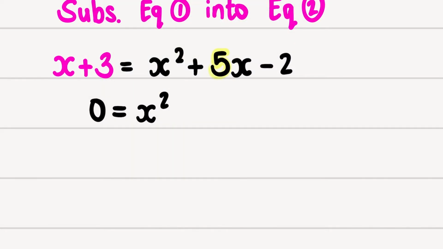So on this side I have 5x, on the other side I have a positive x. When that positive x goes across, it becomes a negative x, so 5x minus x is positive 4x. Then I have a minus 2, and on the other side I have a plus 3. So the plus 3, when it goes across, becomes negative 3. Minus 2 minus 3 is negative 5.